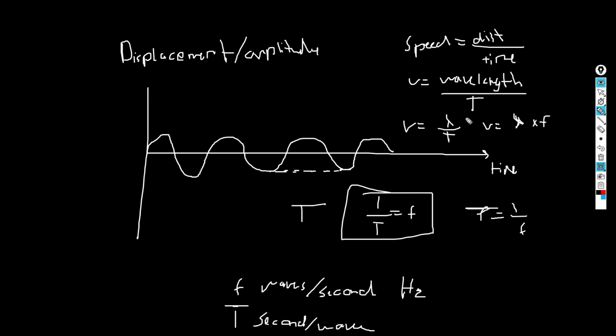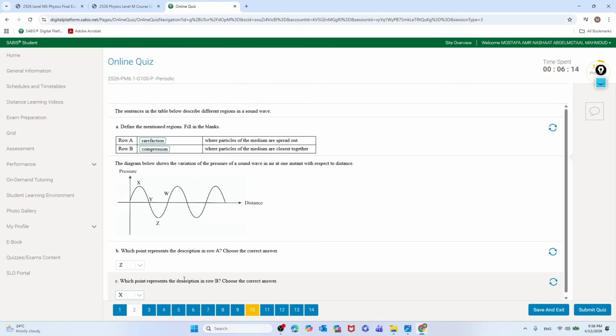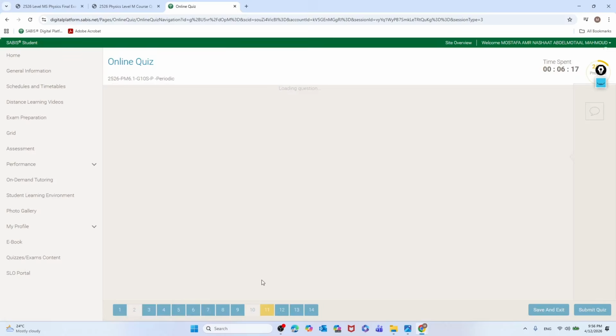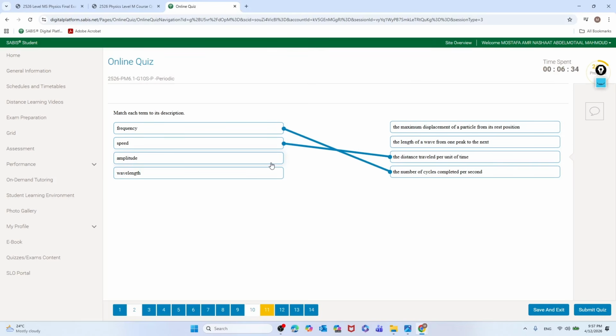Now let's go to the quiz, and we need to solve some questions. Question 11. Frequency is the number of cycles, so waves per second. Speed is distance traveled per unit time, distance over time. Amplitude is the maximum displacement of a particle from its rest position, and the wavelength is the length of a wave. Easy, common sense.